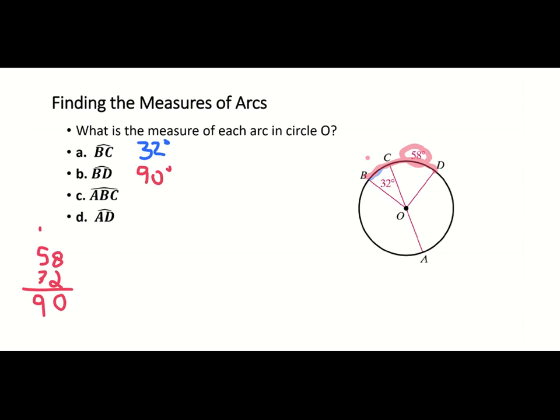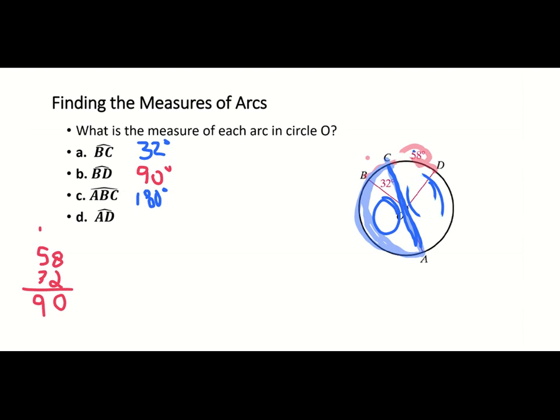Now they want arc ABC. So if we go all the way over here, and if you look here, AC is going to be a diameter. So that means that ABC is going to be 180 degrees. Now, if you weren't sure, we know this is a diameter here, and we know this is 58, so we know this has to equal 180. So you could do 180 minus 32, which we're actually going to do over on this side.